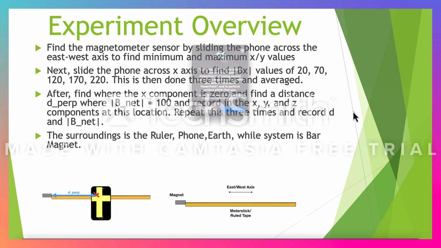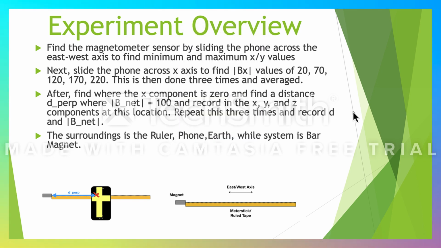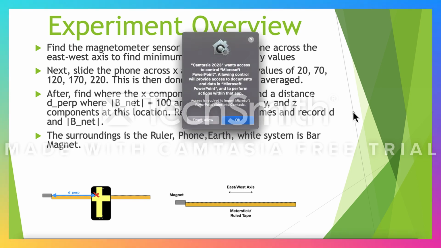So for 20, 70, 120, 170, and 220, this is done 3 times and then averaged. And then after finding where the y component is 0 and the x component is 0, you find a distance d perp, which is the perpendicular distance, where the net magnitude is 100, and then record the x, y, and z components at this location. Then you repeat this 3 times and record the distance and the net magnitude. The surroundings in this case are the ruler, phone, and Earth, while the system is the bar magnet.